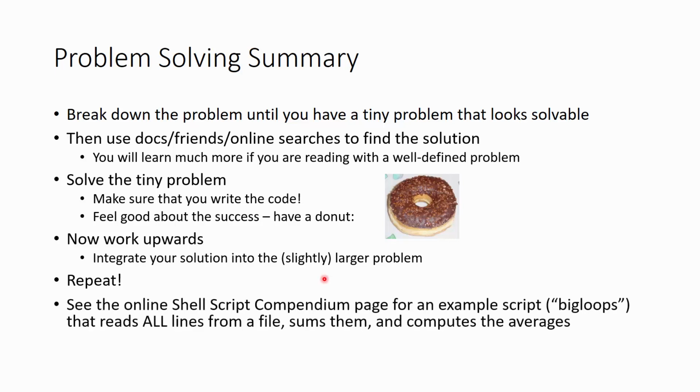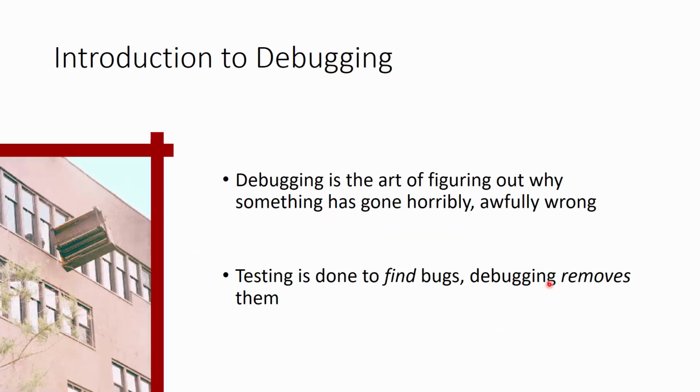We have a shell script compendium online as one of the articles, and it has an example script in it called big loops. And big loops is going to read all of the lines from a file, add them up, and then compute the averages. So you can go see how that works right now on this big loops program that I've written there for you. And it'll help you with getting program 1 up and running.